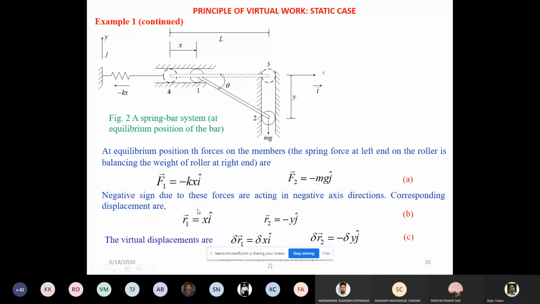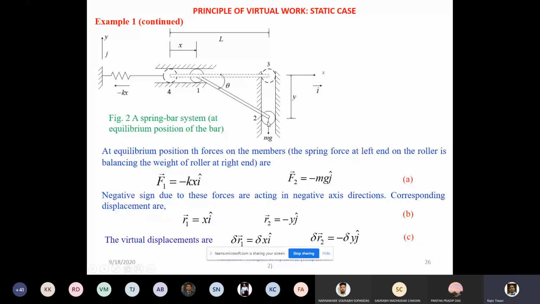The positions of ends 1 and 2 can be given like this. First, the position R1 is, because this end is moving in the horizontal direction only, only the x component is there, xi. This end is moving in the negative y direction and has no component in the x direction, so negative yj. Ends 1 and 2 both have single direction motion, so other components are not coming, only the x component and y component are coming in the left end and the second end.